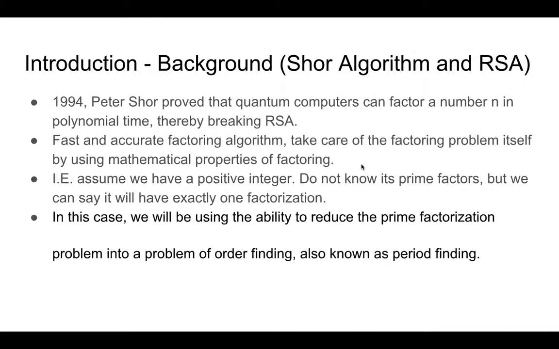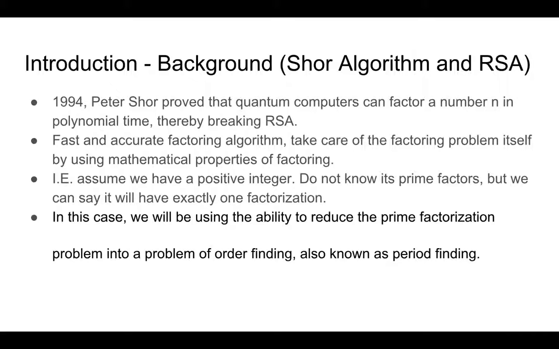So, in 1994, Peter Shor proved that it's possible for a quantum computer to factor a number n in polynomial time, thereby breaking RSA. Taking advantage of the speed of a quantum computer to check all the possible divisors in parallel, the classic algorithm is not going to work.